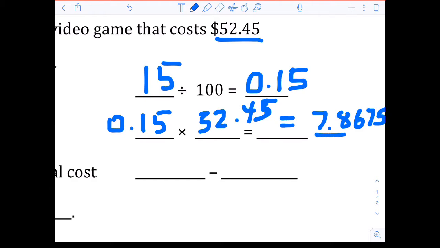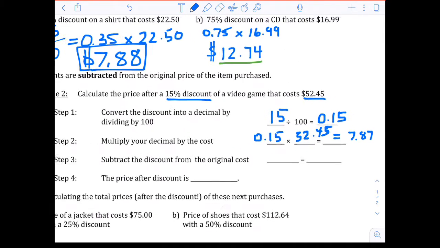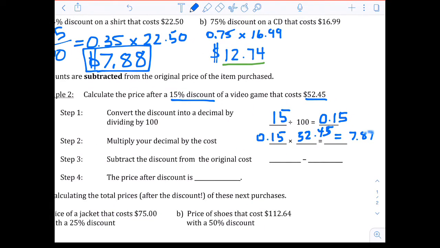7.8675. But remember, we're going to round to 2 decimal places. So because there's a 7 after that 6, I'm going to round that 6 up. So it's going to become 7. So I'm saving $7.87.